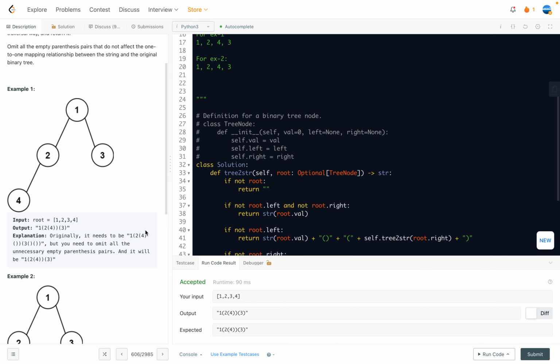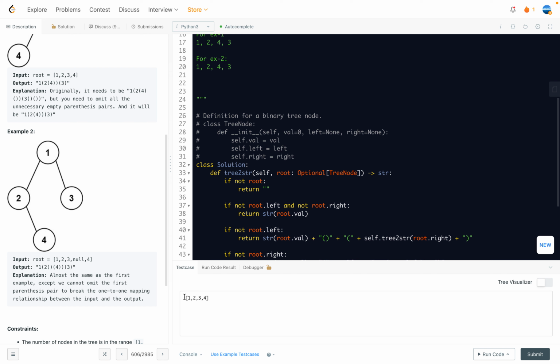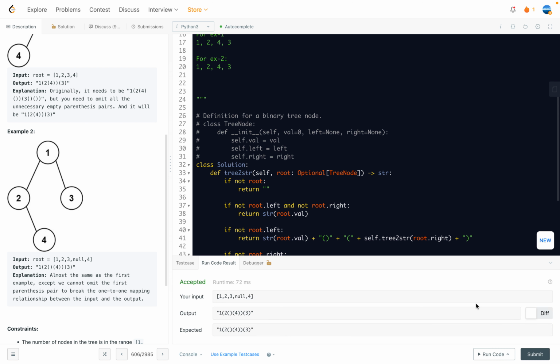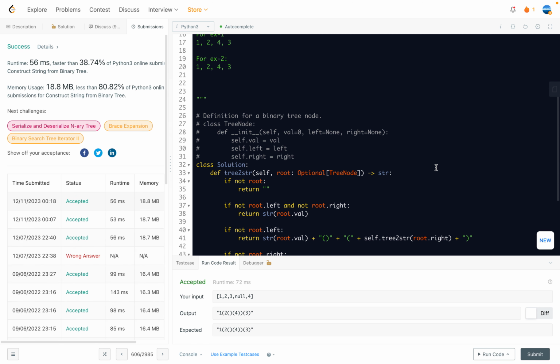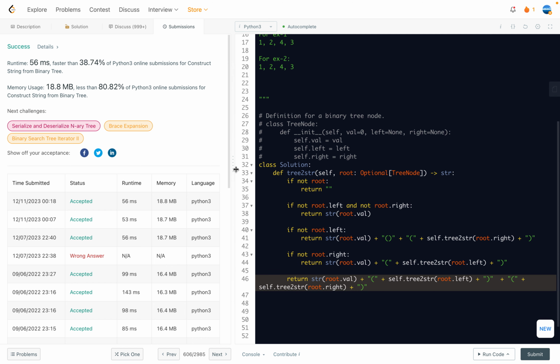Yeah, it passes the first example. Now let's look at the second one. We hope that we can distinguish these two situations. Yeah, it passes the second one. Now let's look at the generic case. Yeah, it passes all the cases. So that's basically about it for the coding part for this video.